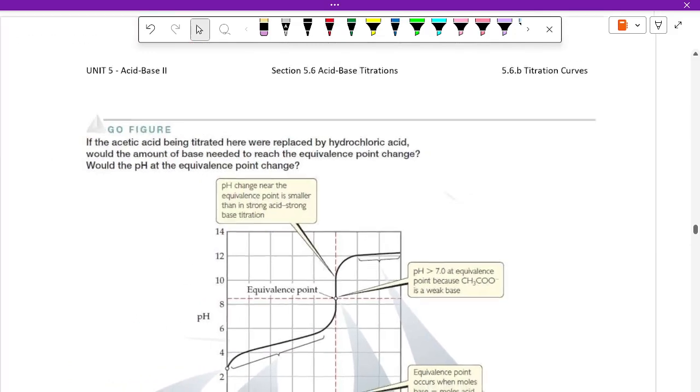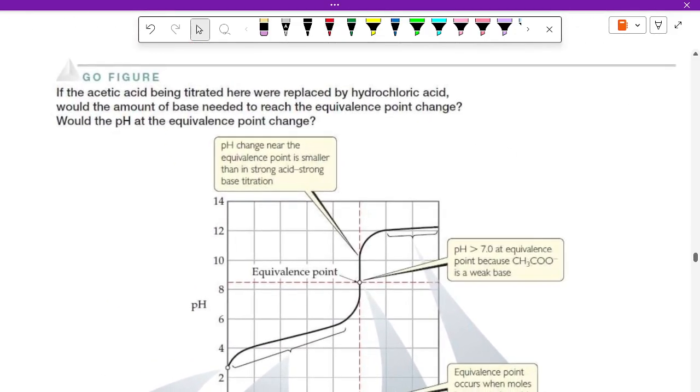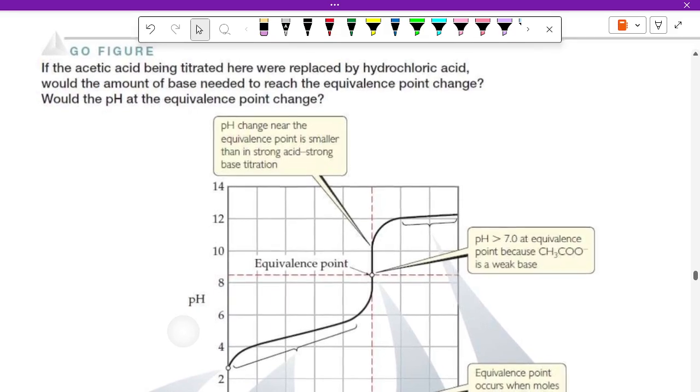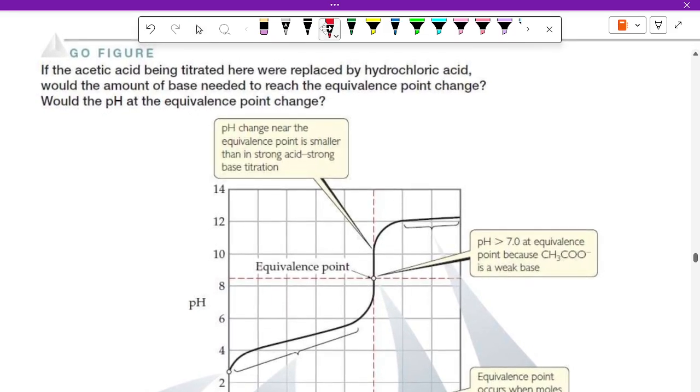All right. If the acetic acid being titrated here were replaced by hydrochloric acid, what would happen to the amount of base needed to reach the equivalence point? So this graph is we are adding NaOH to acetic acid, CH3COOH. What would happen to the volume to get to the equivalence point?